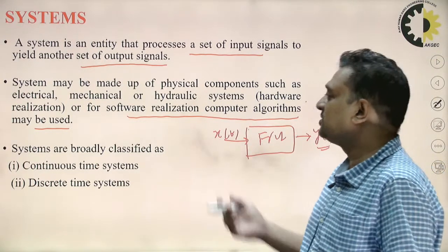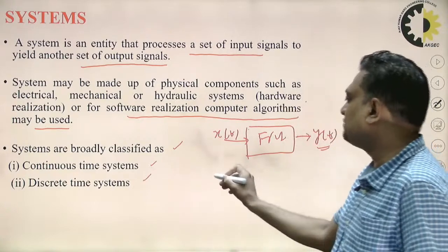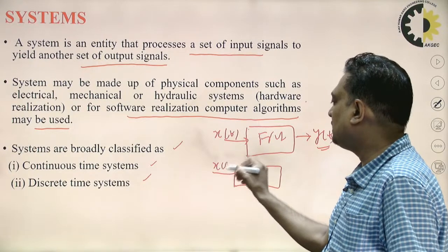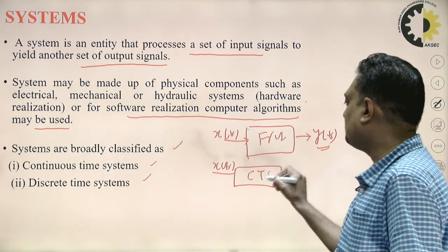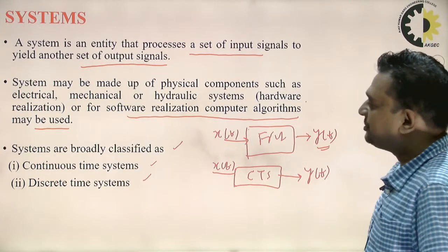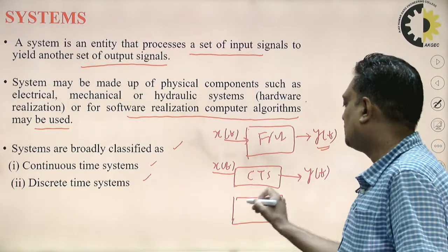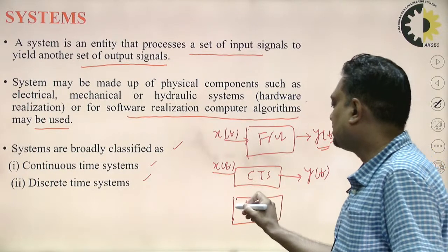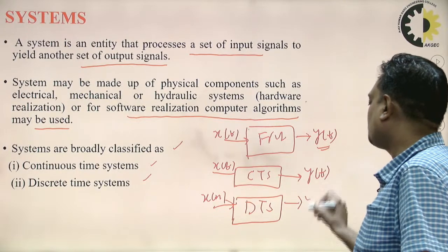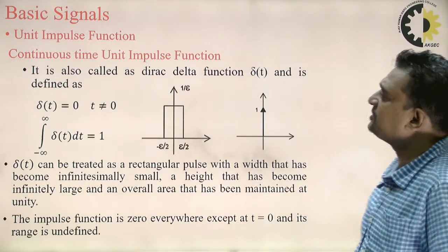Now again, systems are broadly classified as continuous time systems and discrete time systems. In the case of continuous time systems, our input is continuous x(t), and we pass this through a continuous time system and get the output y(t), which is also continuous. So it means continuous time systems are used to process continuous time signals. Discrete time systems are where the input is discrete and you get a discrete output from these systems.